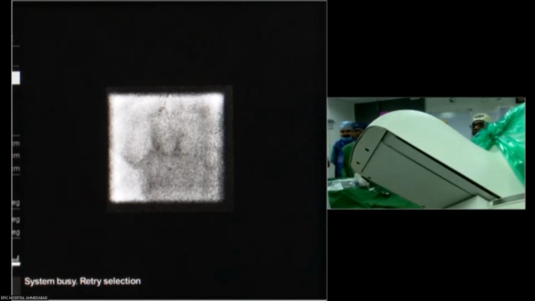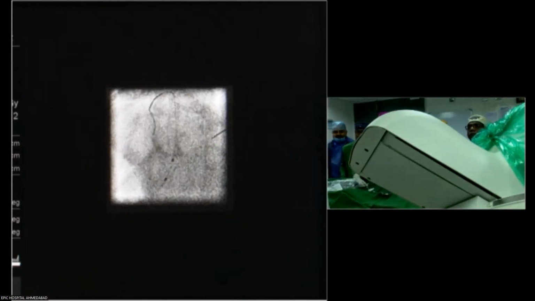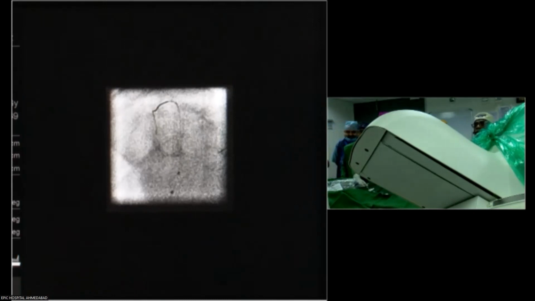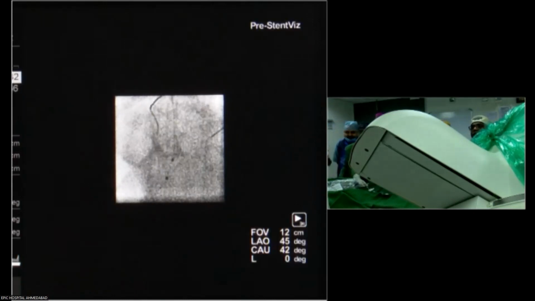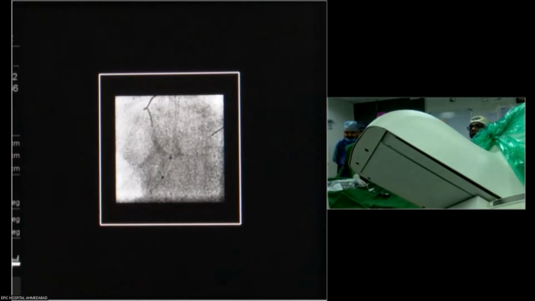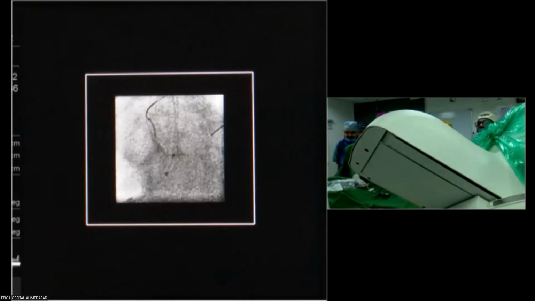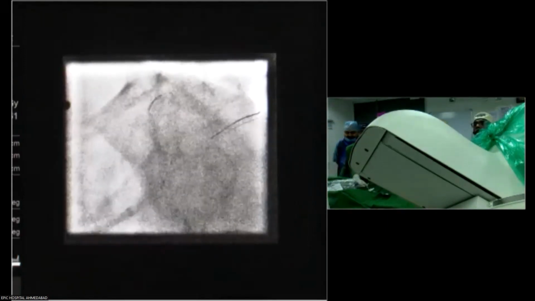Ready for boost again? Ready for boost? Yeah, can you see the POT balloon? Yeah, okay, now we can see the balloon. We want to see the stent boost. Okay, please. Yeah, sure, I'm going to show you. Actually, we wanted to see the positioning of that balloon for the POT.